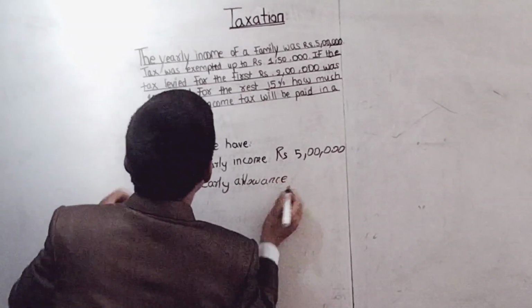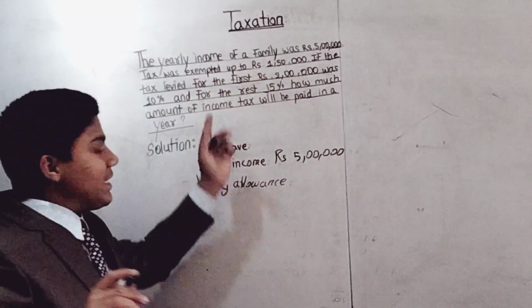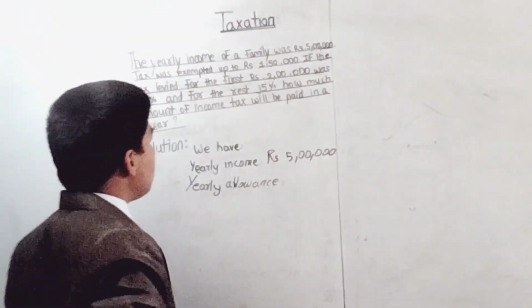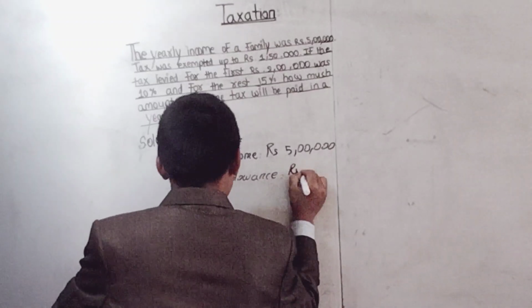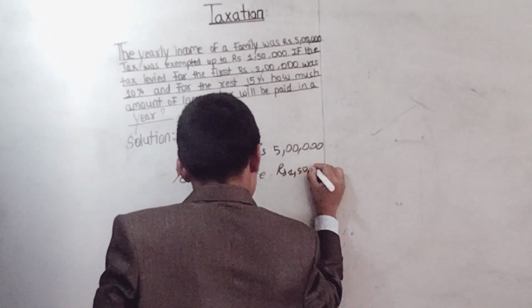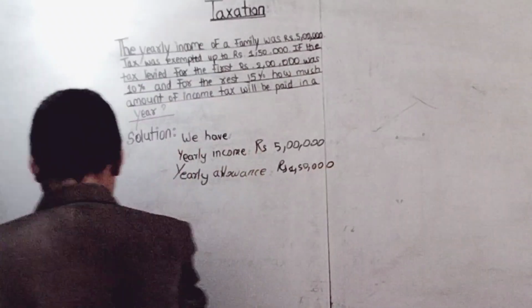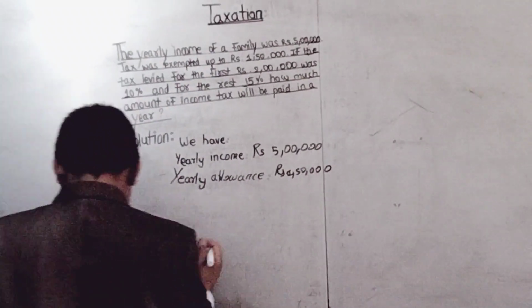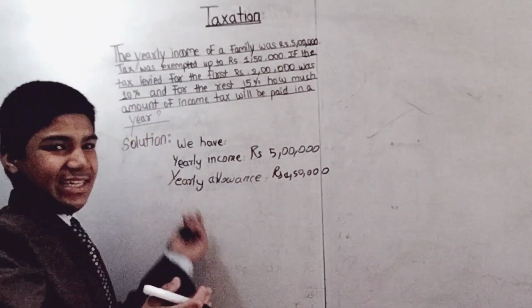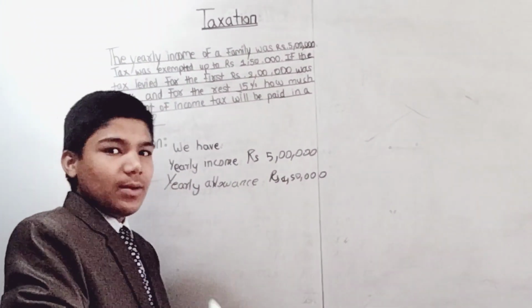So here, as I told, this line means it is allowance. Exempted means allowance. So yearly allowance is rupees 1,50,000. Now after that, another thing which is given is rate. So we can write it later on also. So now let's solve it.